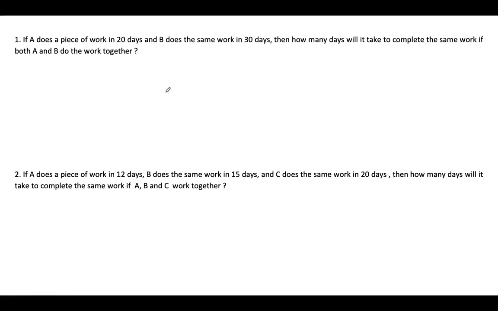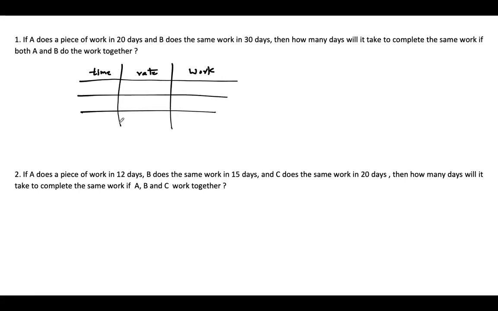I'll explain the concept with the help of this example. Samarth, can you speak? A does a piece of work in 20 days. I'll make a structure like this initially, and once you get comfortable, whether or not you want to make the structure is up to you. So I'm writing A, time. Initially, when you're starting, you should write time in days. Work, we don't have units for work, so I'm writing units.